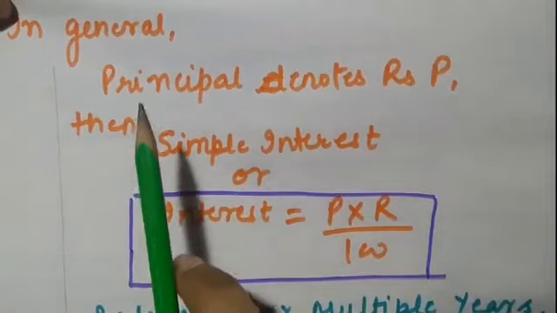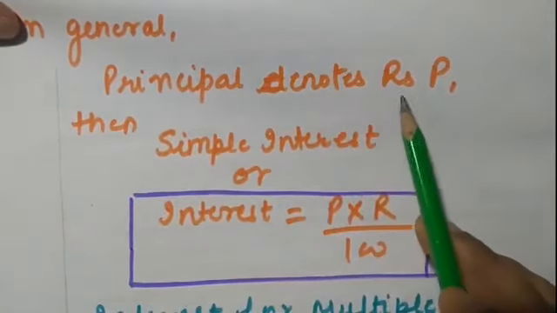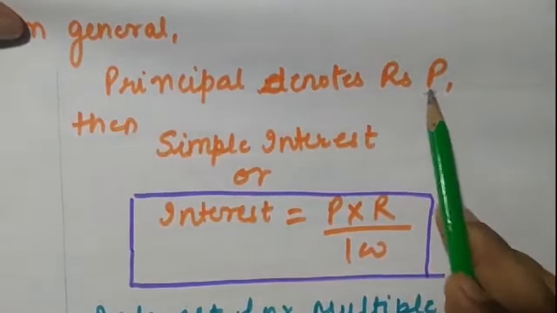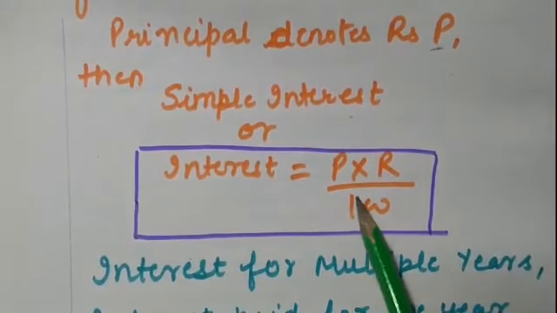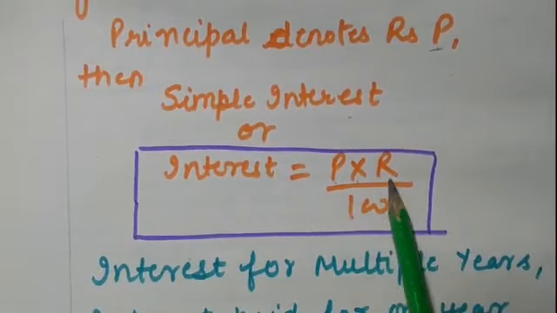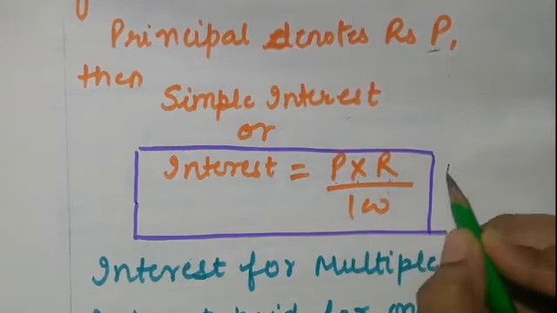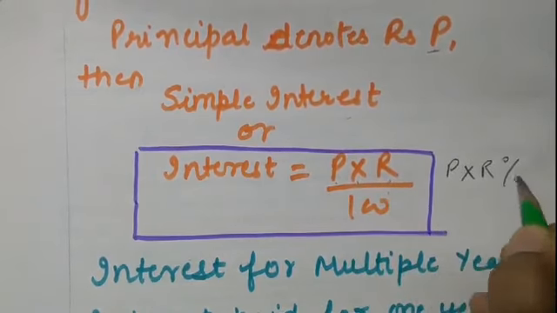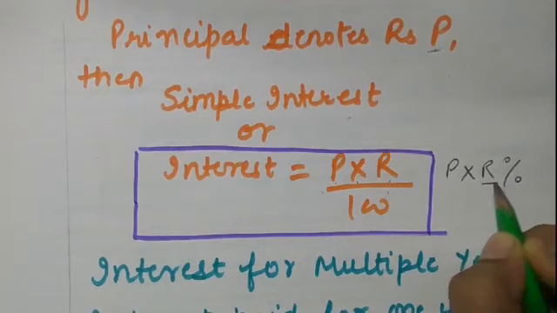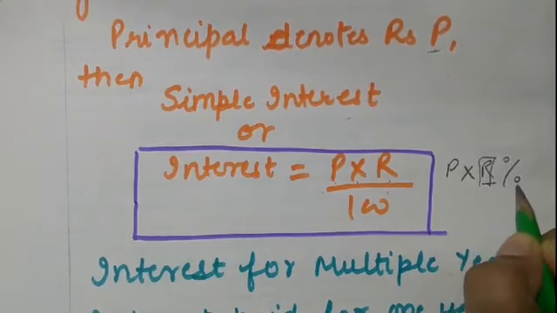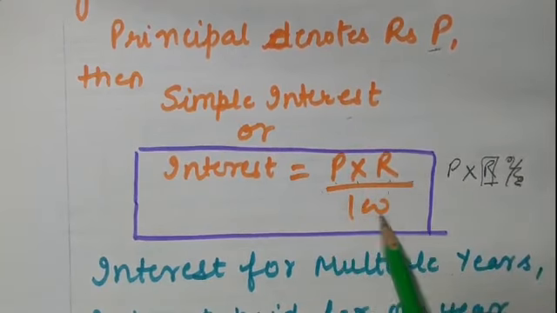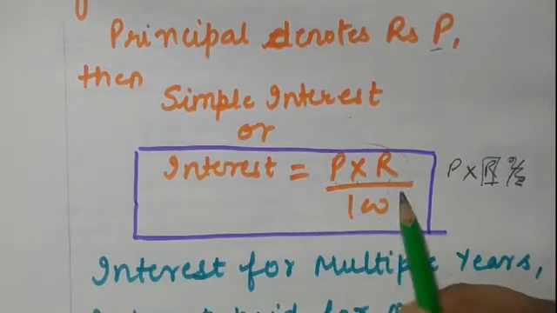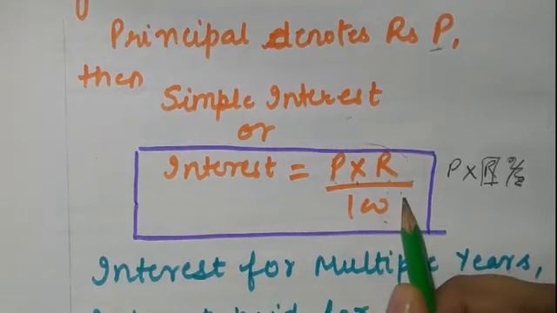So in general, if principal denotes rupees P, or you can say if principal denotes P, then simple interest can be calculated by P into R over 100. That simply means P into R percent. For removing the percent, because rate of interest is always given in percent, we have put 100. So simply it is P into R over 100. This is simple interest for 1 year.